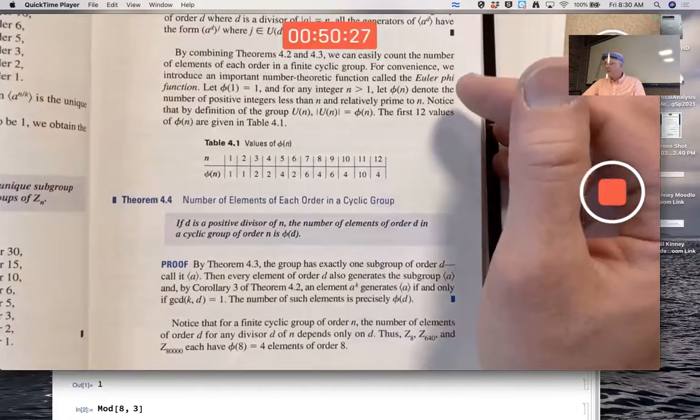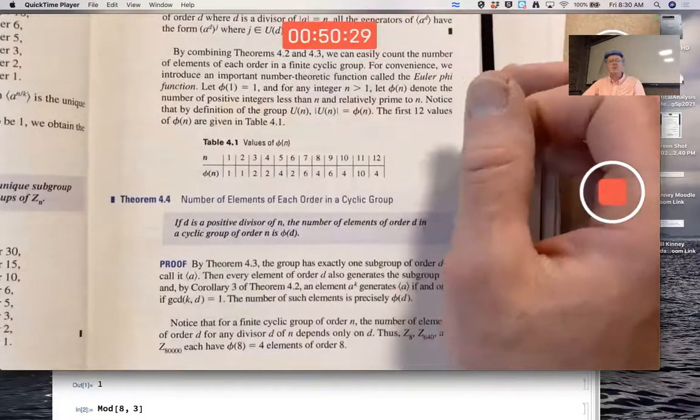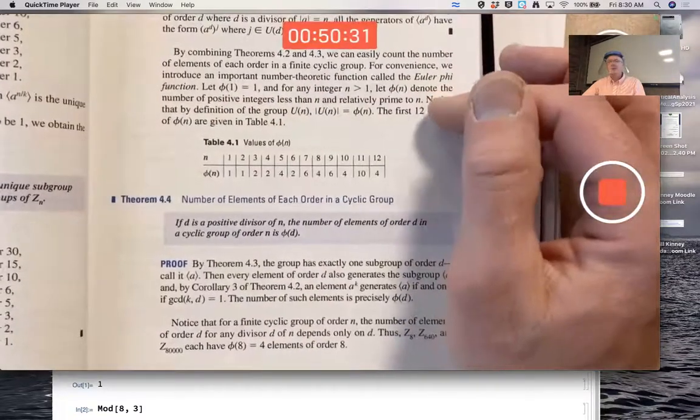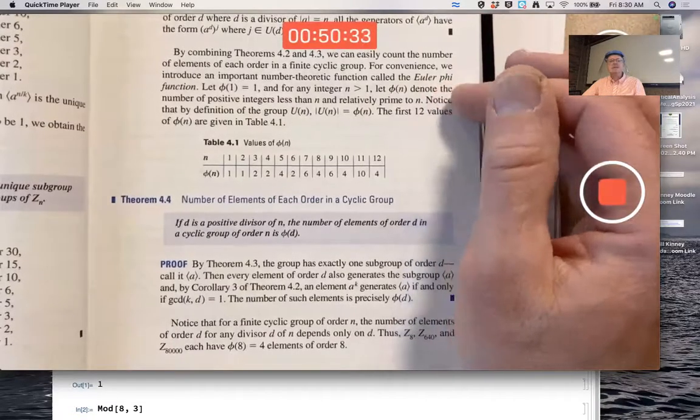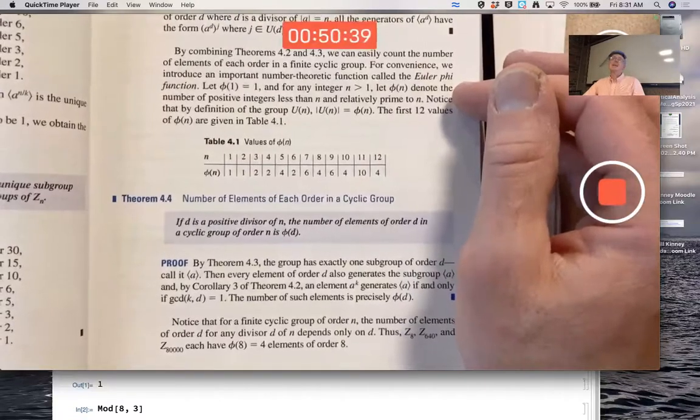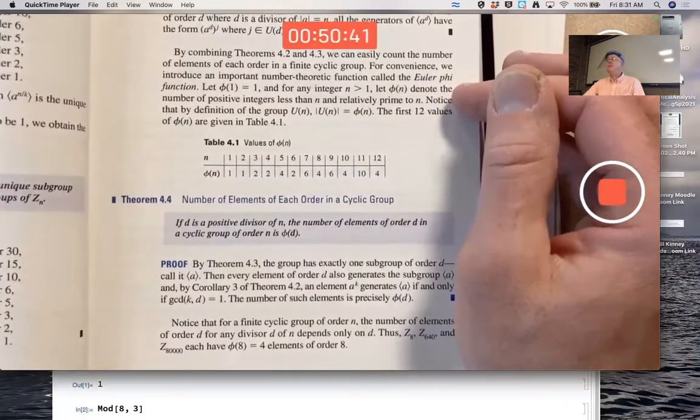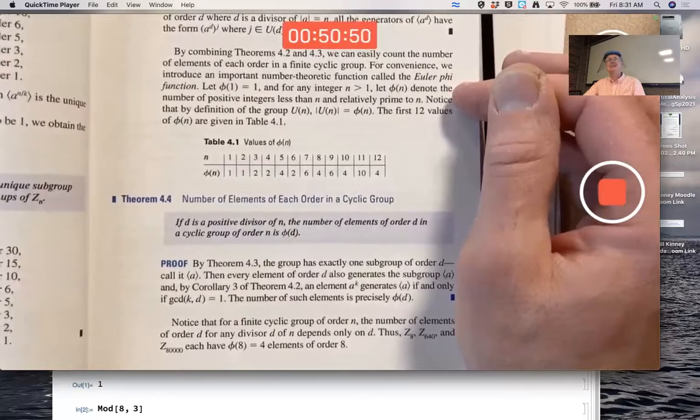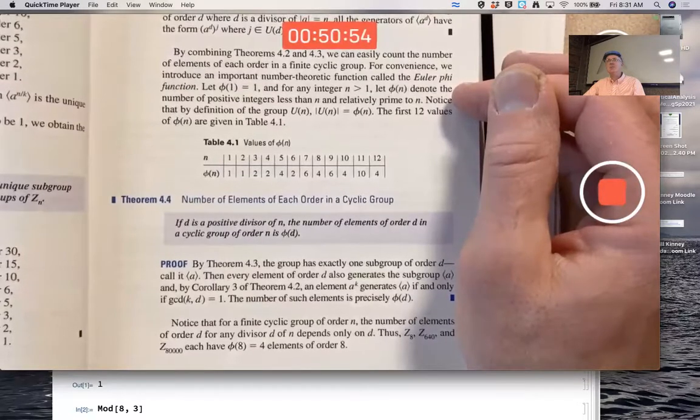So the Euler phi function is defined, first of all, to be phi of 1 equals 1. And for any integer n greater than 1, phi of n is the number of positive integers less than n relatively prime to n. By definition, phi of n would be the order of U(n), because U(n) is the positive integers less than n that are relatively prime to n, as a set. So whatever this phi of n is, in general, it does always equal the order of U(n).